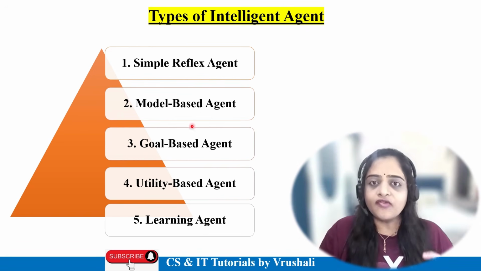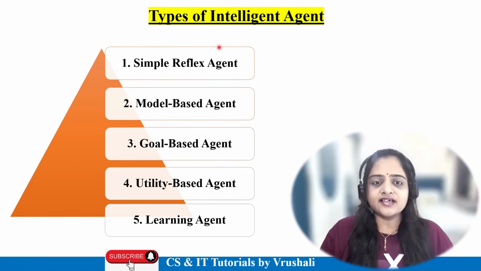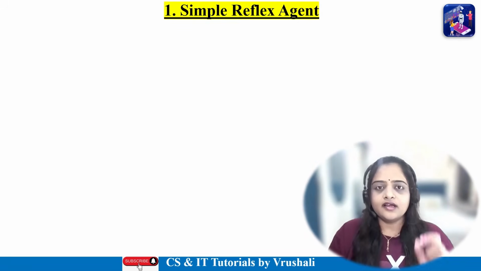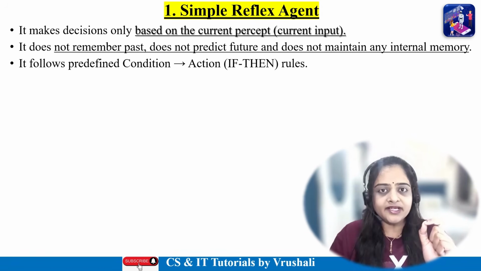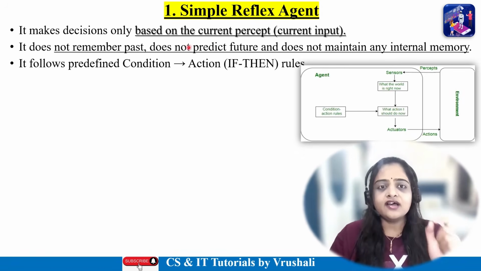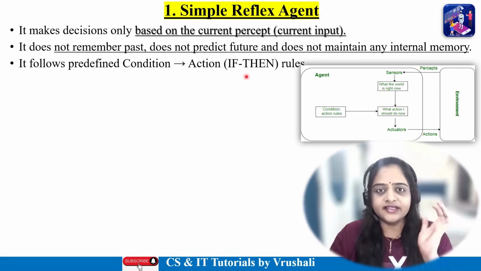There are a total of 5 types: simple reflex agent, model based agent, goal based agent, utility based agent and learning agent. Let's discuss every type in detail with examples. Now the first one, simple reflex agent. Remember this: a simple reflex agent makes a decision based on current input only. They work on conditions like if-then.